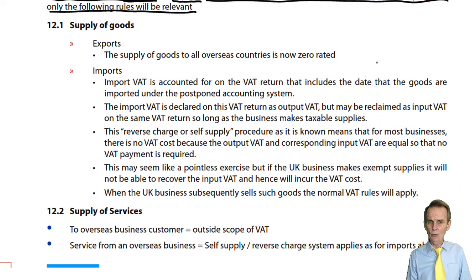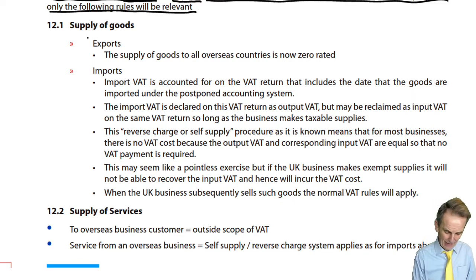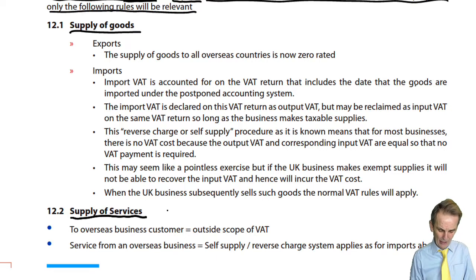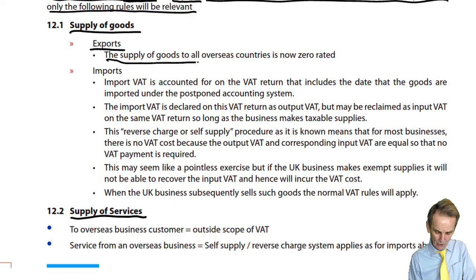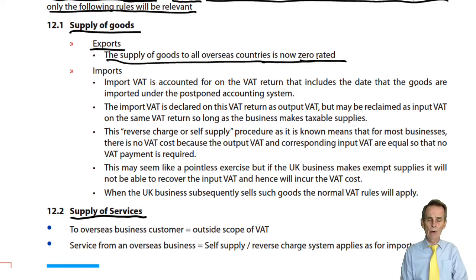And we've got to deal with two issues. First one, probably the most important, being the supply of goods. And secondly, then the supply of services. So let's look at the big one first, the supply of goods. In relation to our sales, then life is incredibly easy. On exports that we make to overseas customers, the supply of those goods to all overseas countries for, again, VAT purposes is now zero rated. They are zero rated sales.